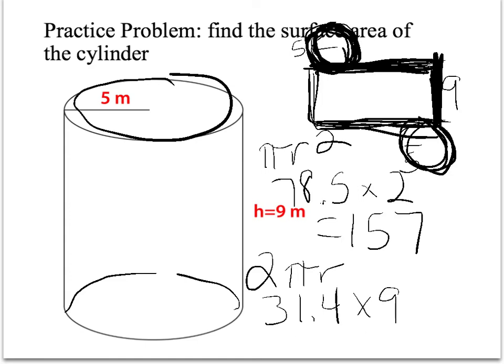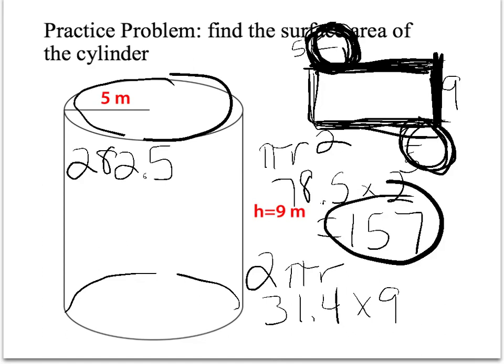Once I do that, I get 282.5. I'm going to add that back to my 157, and I'm going to get a total area of 439.6, and this is meters squared.